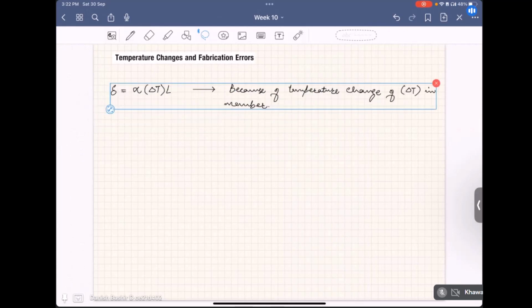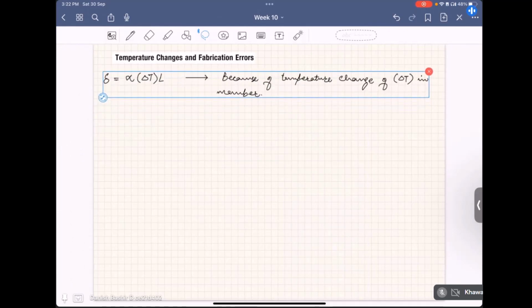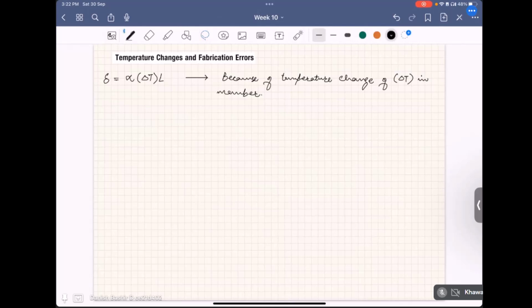This is the heading actually: under temperature change and fabrication errors, how we will compute the deflection because of these two effects. So then what will be our virtual internal work? Okay, W virtual internal is actually equal to the summation of virtual forces FV times delta. Okay, what is the delta cause? It is the summation of all the members. So it will be summation FV, what is our delta? Delta is alpha delta T times length of that member.